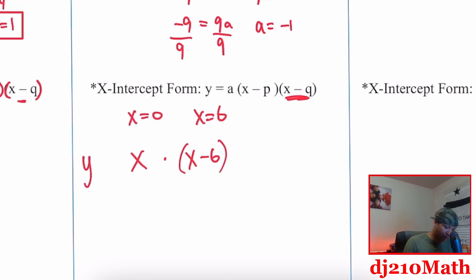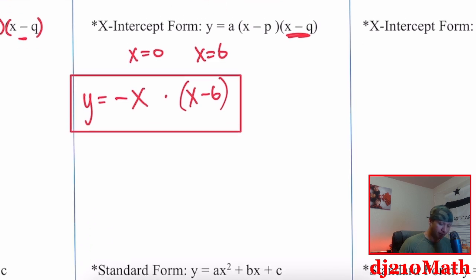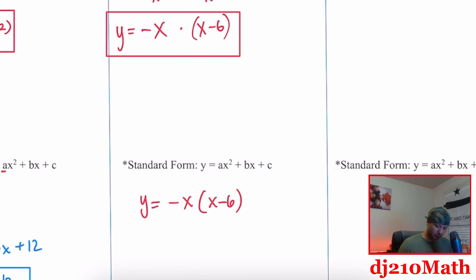All right. So y is equal to a times x minus 6. Well, we already know from the above problem that a is equal to -1. So we could just write in a negative. And that would be it. Okay. For standard form, we're going to take the above form, y equals -x(x - 6). And we're going to distribute.